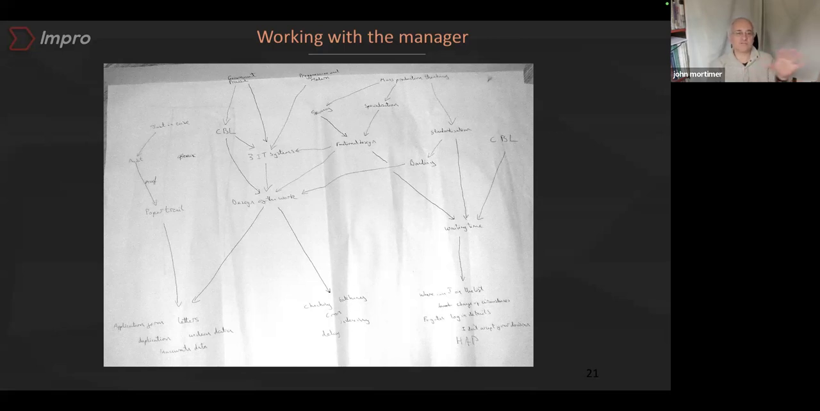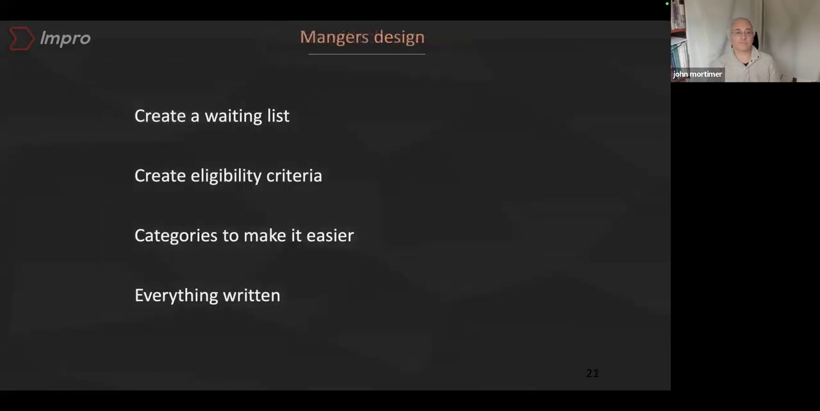And we were slowly developing this form over those 4 weeks as he got ideas. And so I was doing a lot of work with him one-to-one. And it was about, well, you need to create a waiting list. You have to have eligibility criteria. We categorize people. Everything has to be documented. Everything.